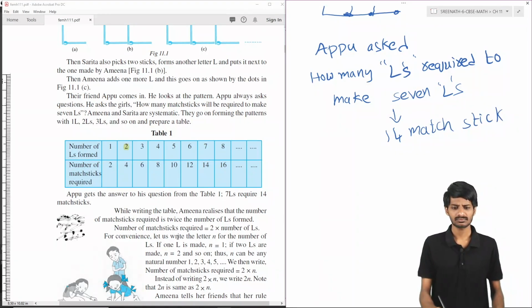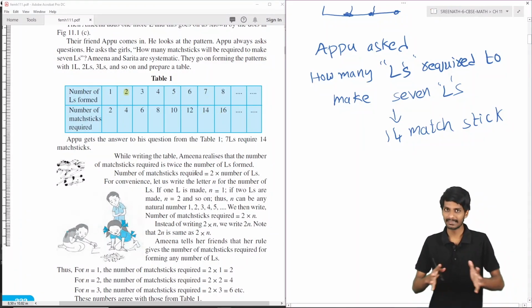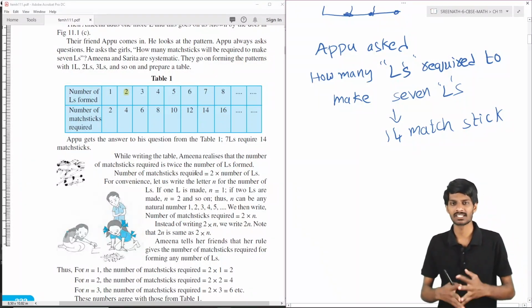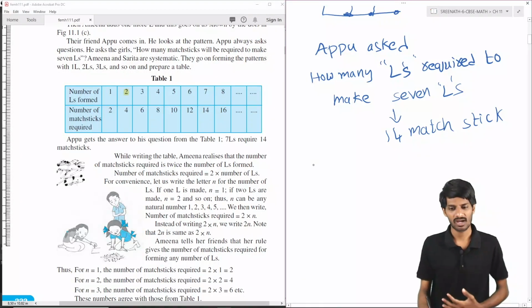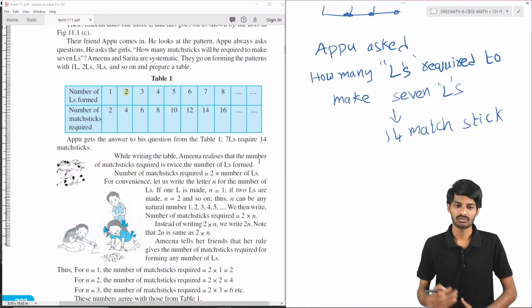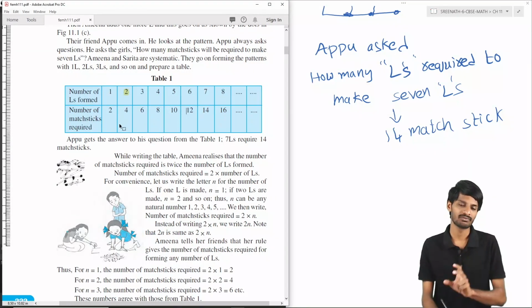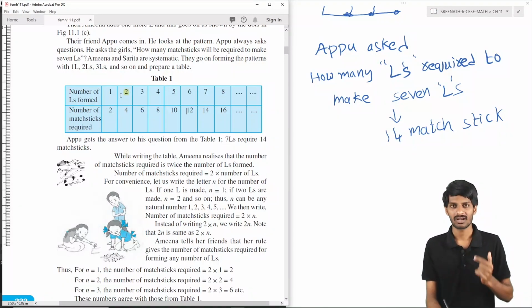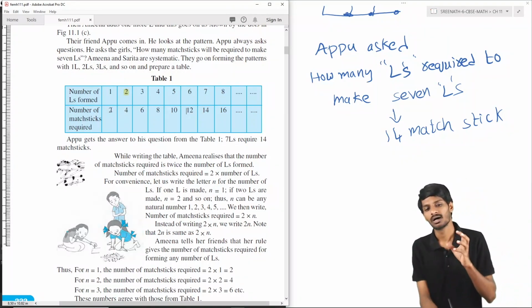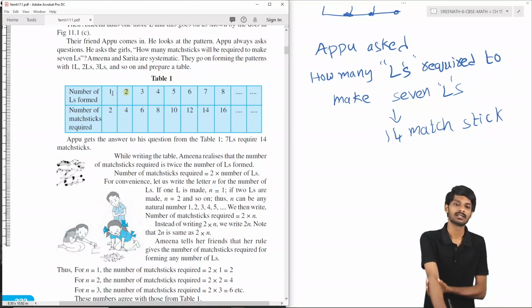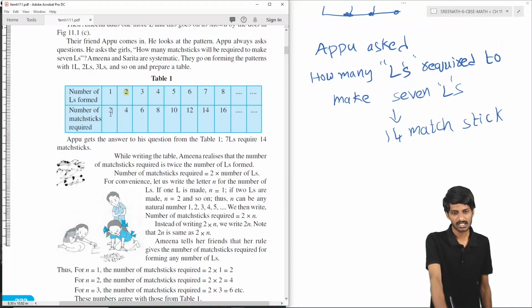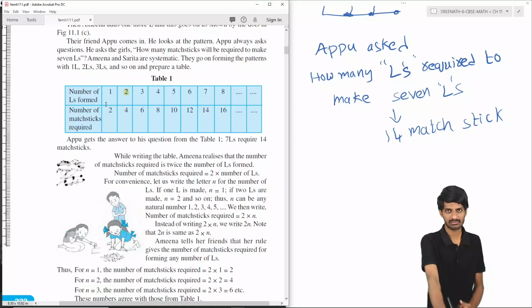While writing this table, Amina realized that the number of matchsticks required is twice the number of L's formed. If you observe, the number of matchsticks required at every time is twice the L's formed. Here there is 1 L, for that we used 2 matchsticks. There are 2 L's here, for that we have used 4 matchsticks. So every time, this number is double of this. Okay, students, the number of matchsticks required is double the number of L's formed.